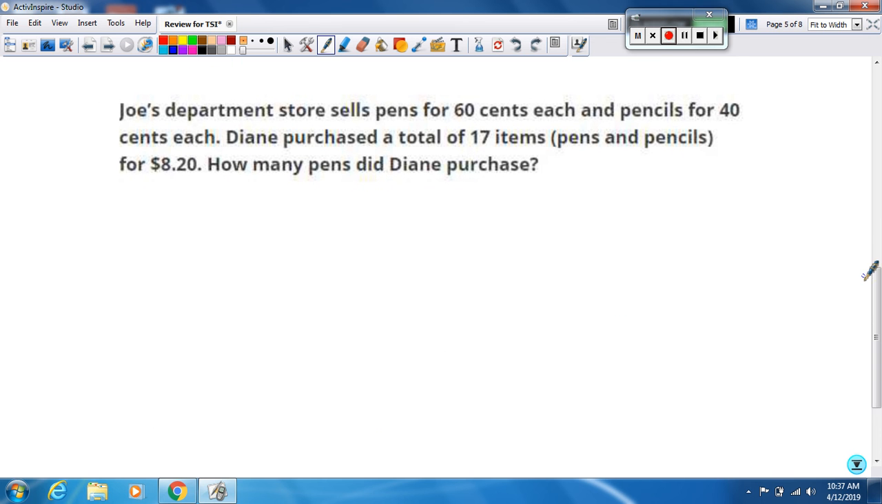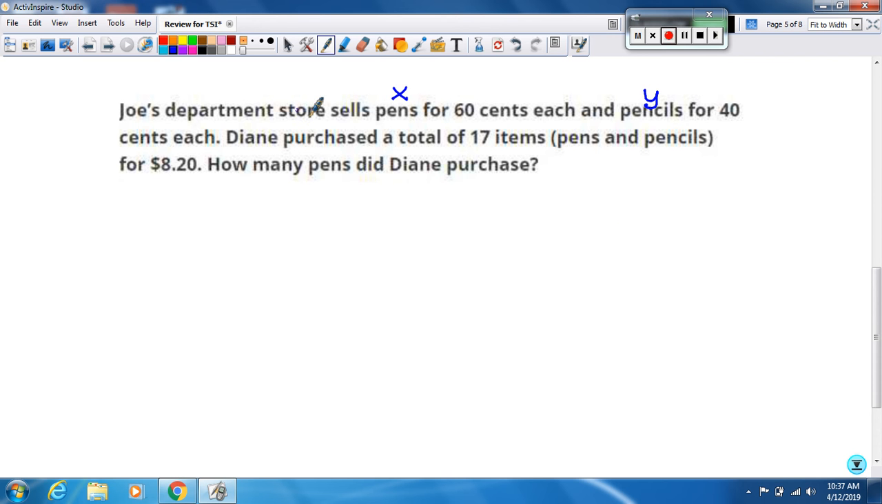Joe's department store sells pens for 60 cents each and pencils for 40 cents each. Diane purchased a total of 17 items, pens and pencils, for $8.20. How many pens did Diane purchase? Okay, I'm going to let the pens be X and the pencils be Y.